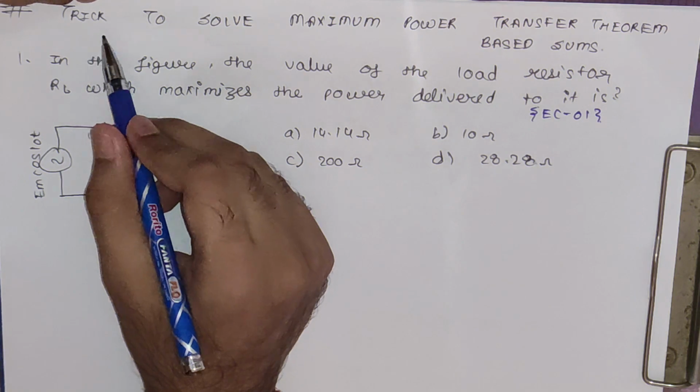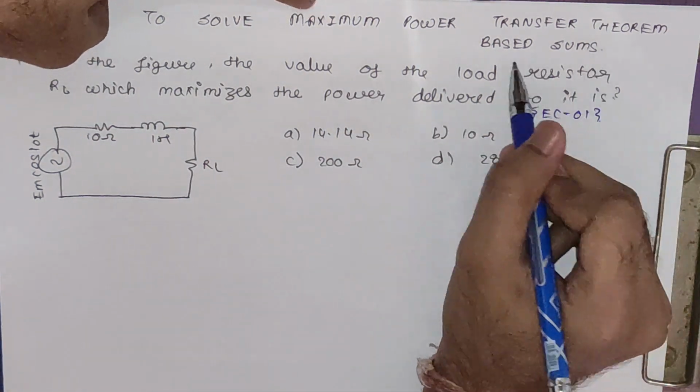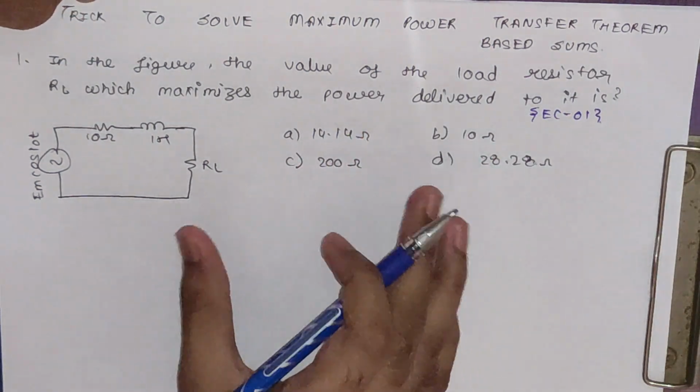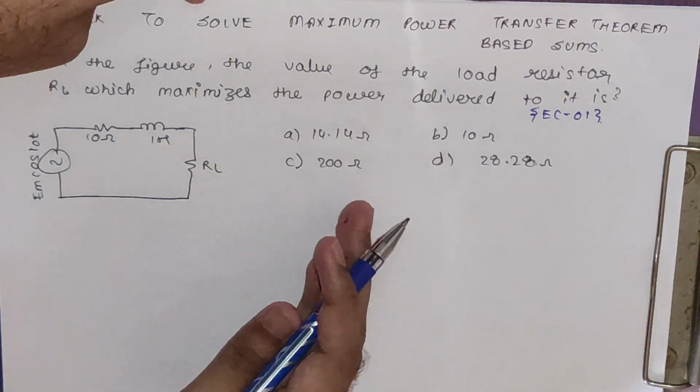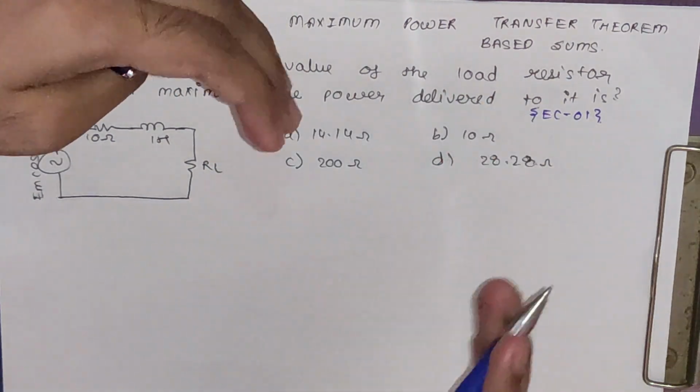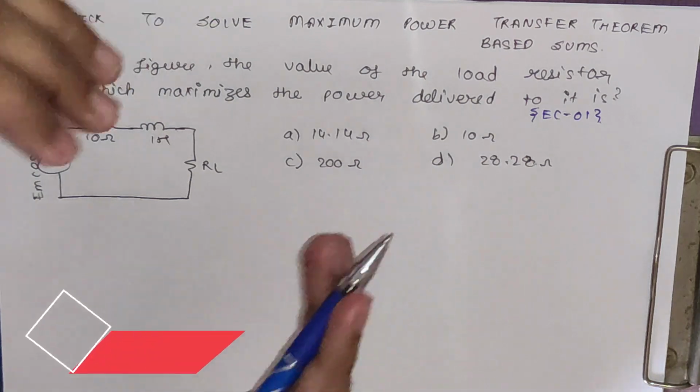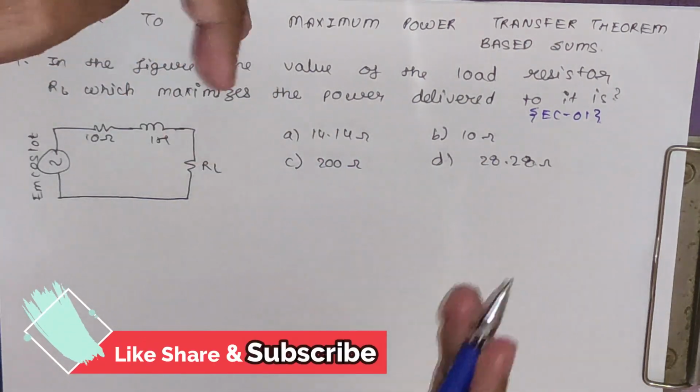Hello friends, today we are going to see the trick to solve maximum power transfer theorem based sums. Let me tell you, we are going to see 5 sums with 5 conditions which will help you to solve maximum power transfer theorem sums very easily. We are going to see all these 5 conditions one by one in each sum.